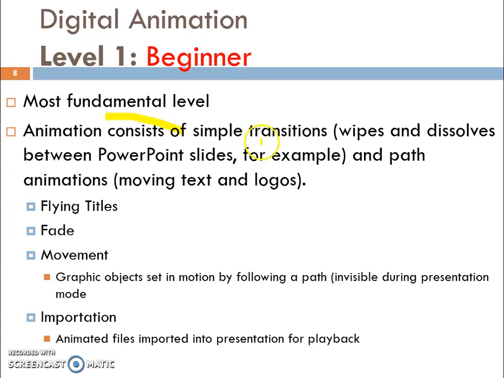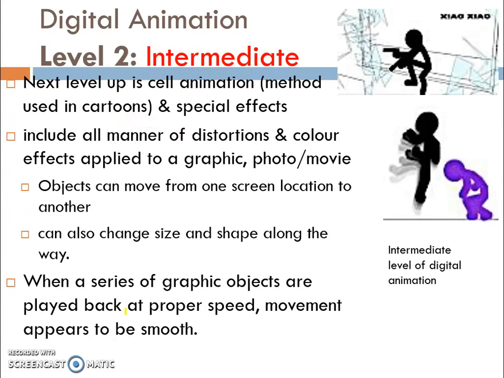Beginner is the most fundamental level. Animation consists of simple transitions, which are wipes and dissolves, in PowerPoint for example, and path animation. For example, flying titles, fades, movement, and importation, such as your PowerPoint can have this function. The intermediate one is maybe used in cartoons, for example, special effects. It uses color effects, graphics, photos, and movies. Objects can move from one screen location to another. The size also can change, as long as the shape.